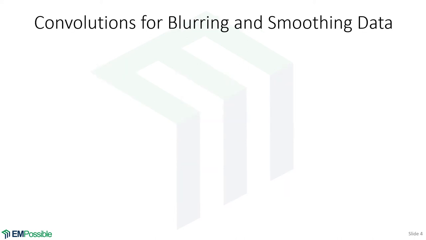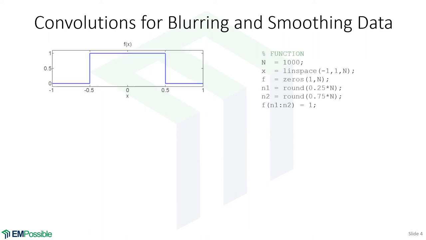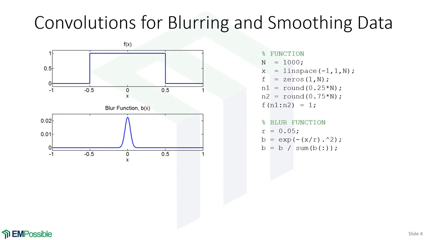Here's another area that I use a lot, and this is for blurring things. So let's say I have a square wave function here, and here's one way I could create that in MATLAB. Now I want to smooth these edges. I don't want them to be so discrete, so I would like to blur that. Well, the next thing I'll need to do is create my blur function. And I'm essentially going to want to take every point in this function and blur it according to this.